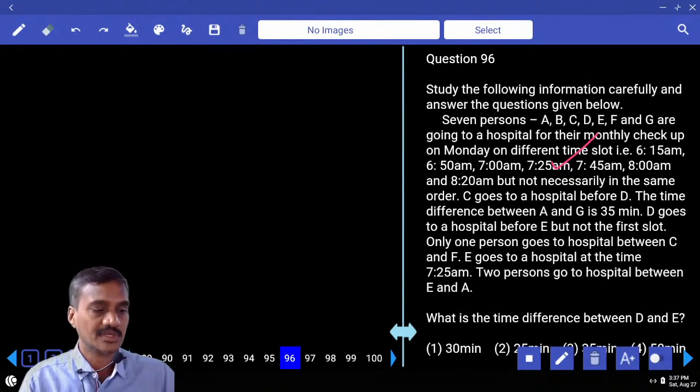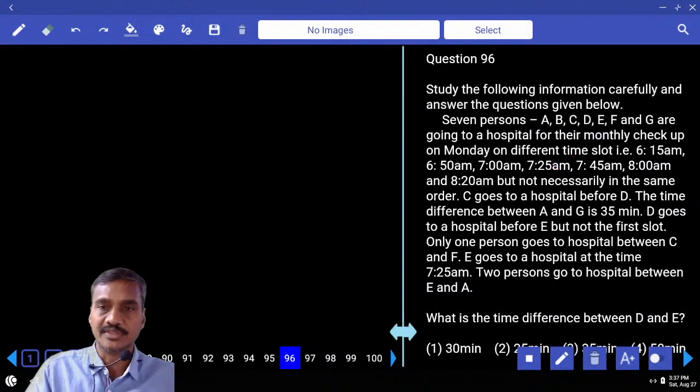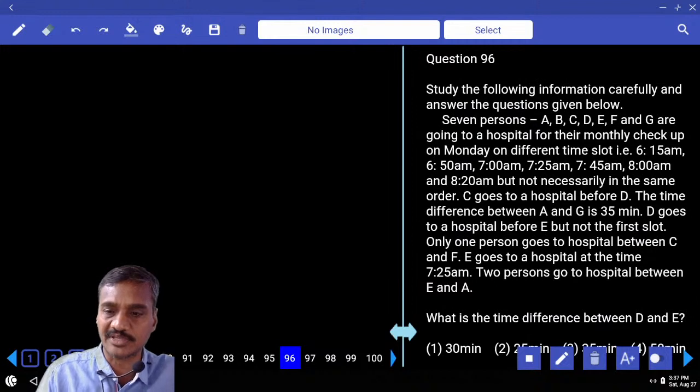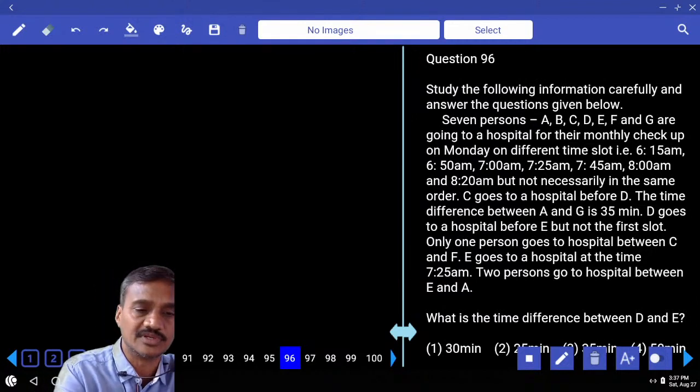Then next one, 96 to 100. On 96 to 100, there are 7 persons going to a hospital for their monthly checkup on Monday, and different time slots were given. What is the first one we have? 6:15 and followed by 6:50.